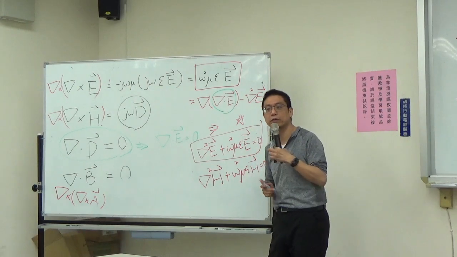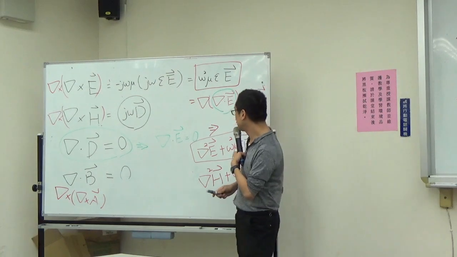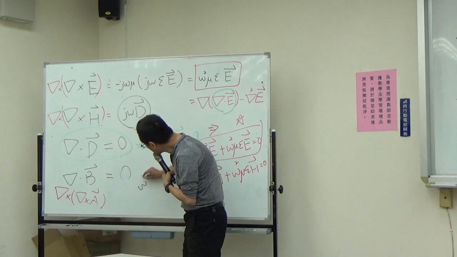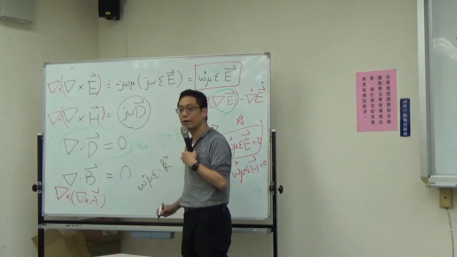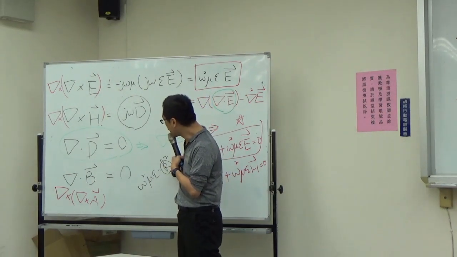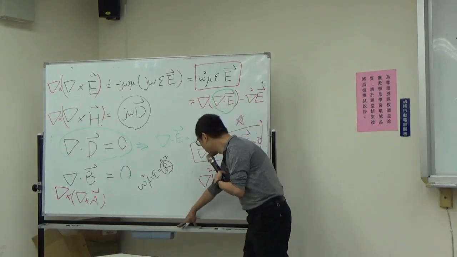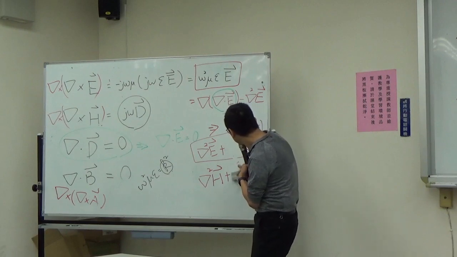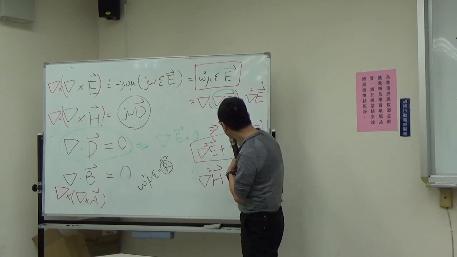How to remember? I try to make it easier, so I define omega squared mu epsilon equals k squared. Can we do that? We'll just define a new notation k.